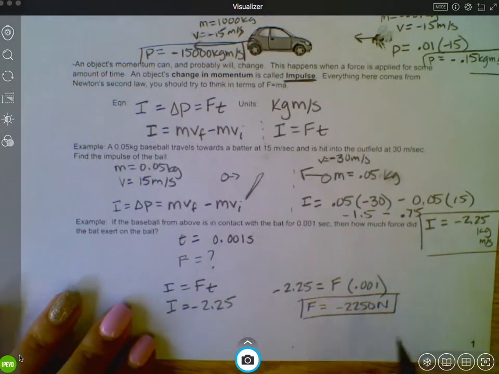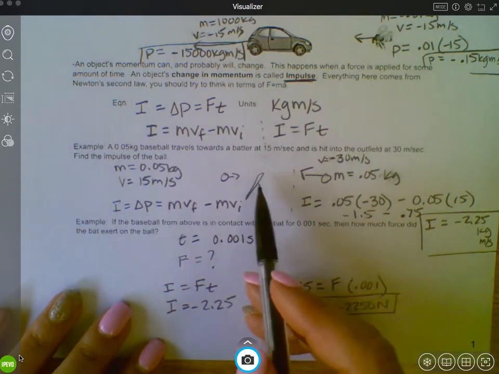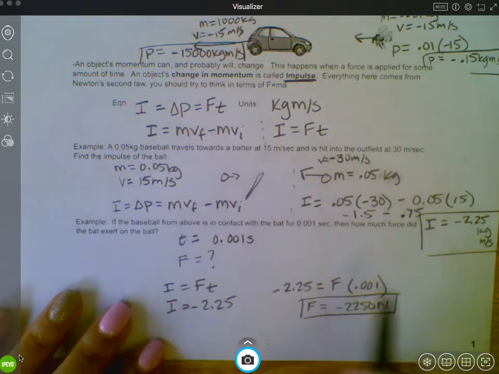So this was the impulse equals the force times the time, and then I just divided. The negative is just the direction because the bat hit the ball to the left. And so it's just the direction.